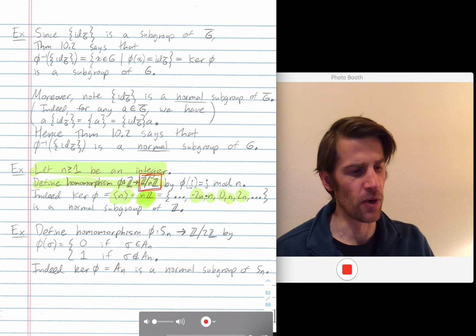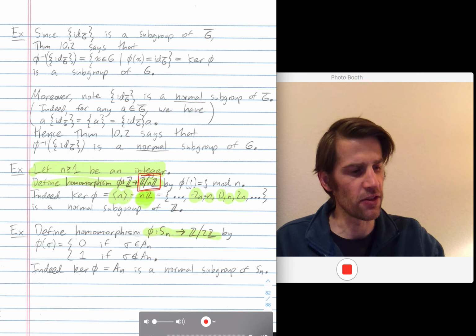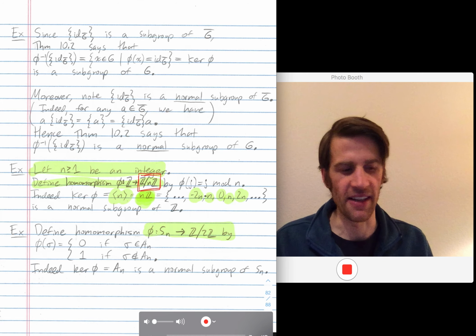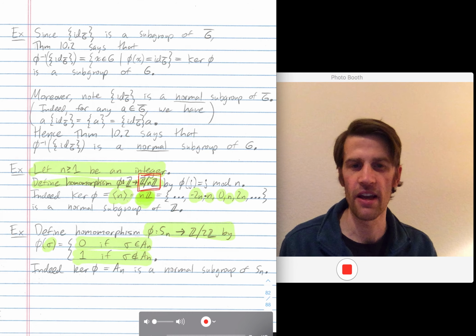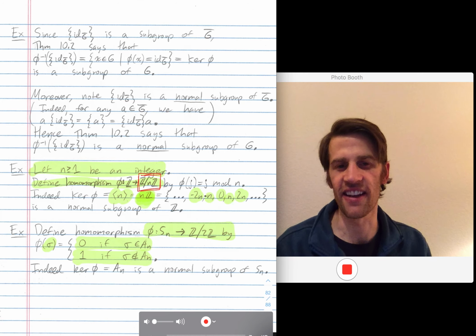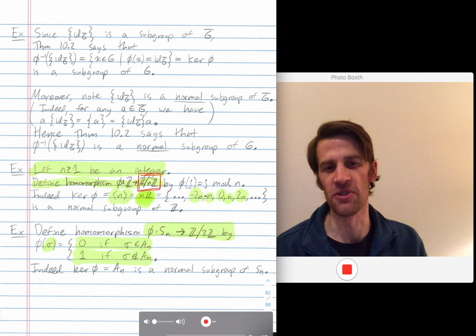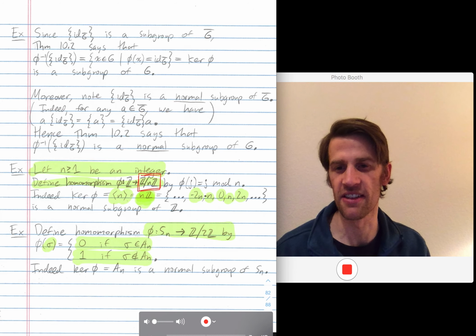Here's one more example. I can define a homomorphism phi from the symmetric group to Z mod 2Z by sending a permutation sigma to 0 if it's in the alternating group, and to 1 if it's not in the alternating group. You can check that this is a homomorphism. Checking that relies on checking that an even permutation times an even permutation is even, an even permutation times an odd permutation is odd, and an odd permutation times an odd permutation is even.